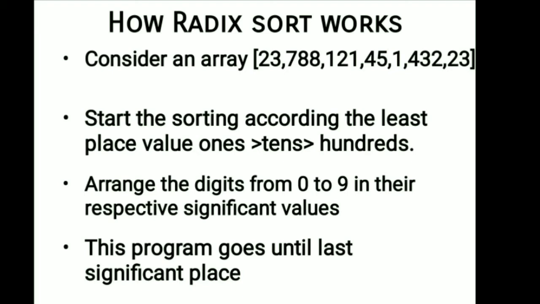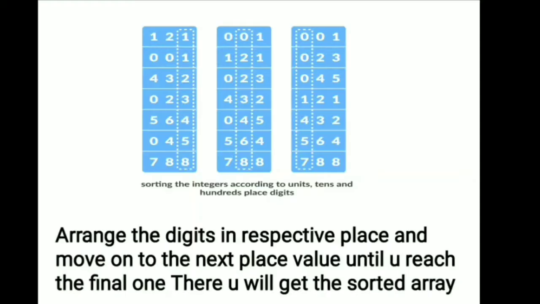Let us consider an array like 23, 788, 121, 45. Consider random numbers with 3 digits or 2 digits or single digit, and start the sorting according to the least place value, ones, then tens, then hundreds, from the right to the left. Arrange the digits from 0 to 9 in their respective significant places, and then we'll get the sorting order. This goes on until the last significant digit.